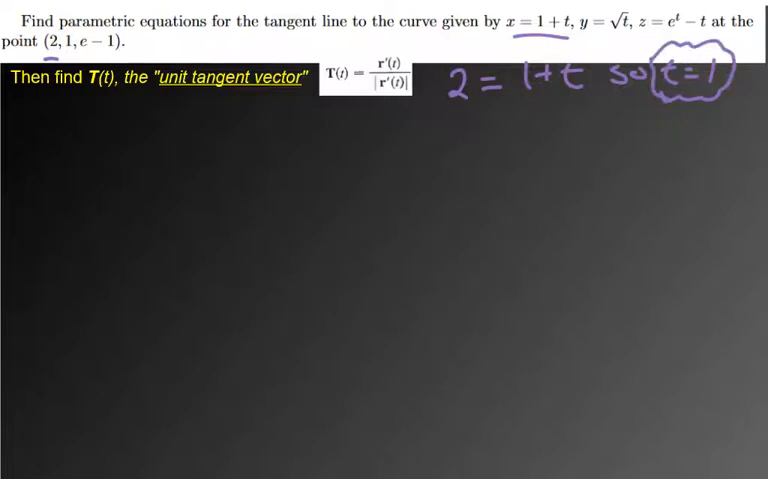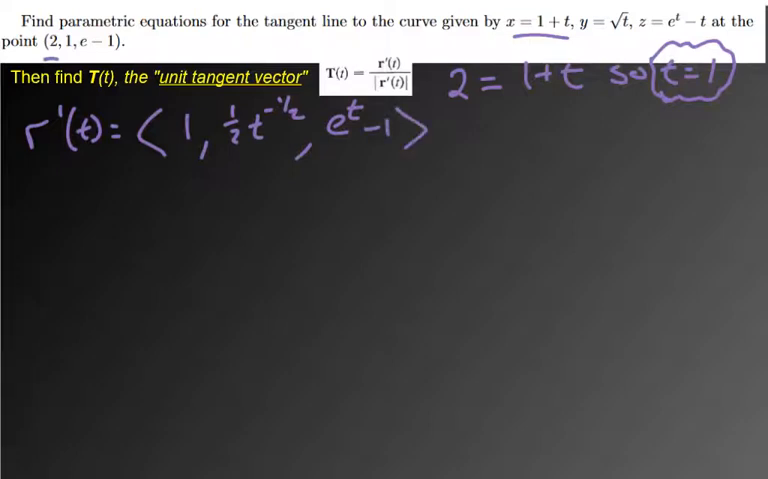To do tangent line stuff, right, we're going to need to take a derivative. And the derivative really just works component-wise. So we're going to get derivative of 1 plus t is 1. Square root of t is going to be 1/2 t to the negative half. And then e to the t minus t will be e to the t minus 1. So that's my derivative.